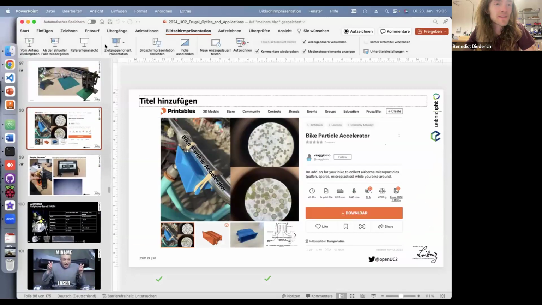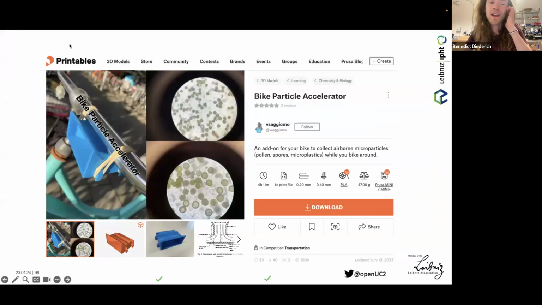Okay, maybe two more of these weird things. There's another guy in the Netherlands, Vittorio. He's also very keen on making things for the scientific community, especially open source. This you find on Printables, something similar to Thingiverse, just a repository for printable files. And this is a very nice thing, because it's so simple. It's called a bike particle accelerator. You have a little wind tunnel, and at the end of the tunnel, you have this little slide that you use for collecting stuff that's in the air.